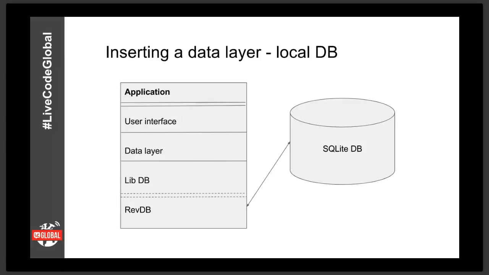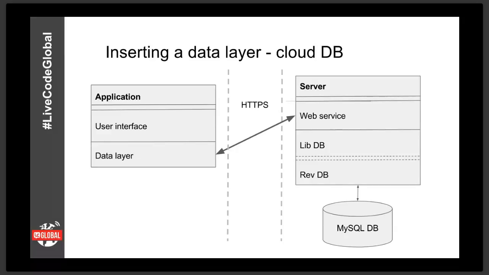Well, it means that the data can be stored in any way we want, and we don't really need to change the user interface. So, for example, for our local-based app, we can have exactly the same user interface as we had before. We have the data layer, libdb and revdb. If we want to move it to the cloud and have our server-based database, well, we have our user interface talking in exactly the same way to the data layer, but this time the data layer, instead of talking to our local SQLite database, instead talks over HTTPS to our web service, and then that in turn goes through libdb, revdb into our MySQL database.